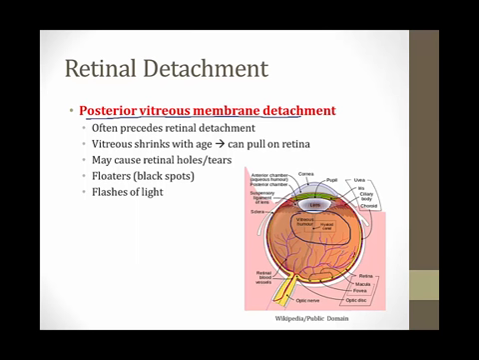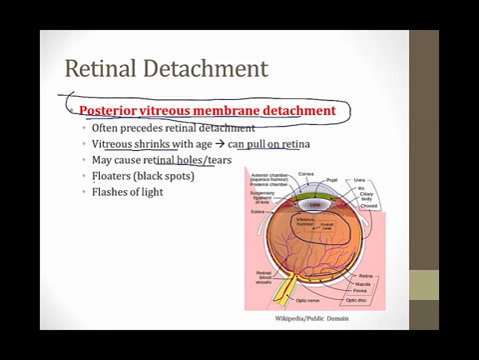If the posterior portion of this vitreous membrane is abnormally attached to the retina, it can lead to a retinal detachment. The way this occurs is that the vitreous normally shrinks with age, and if the vitreous membrane is attached to the retina, this can pull on the retina. This can cause small retinal holes or tears.